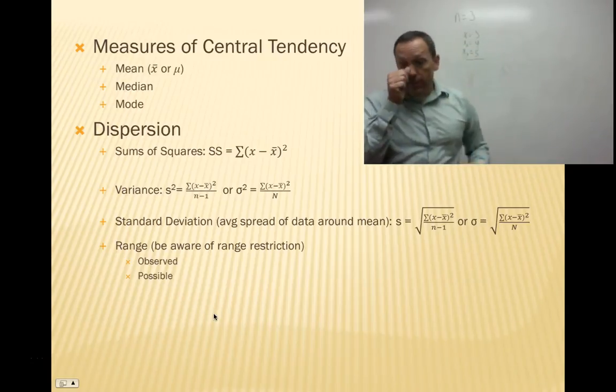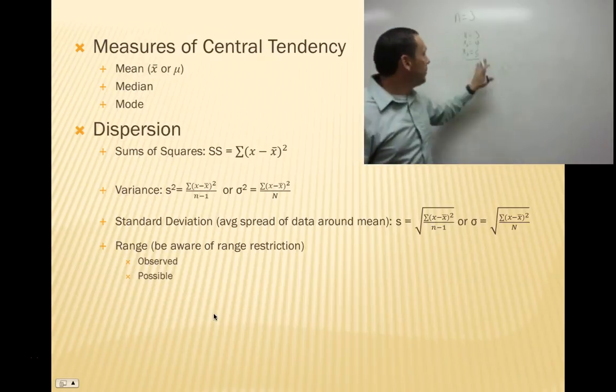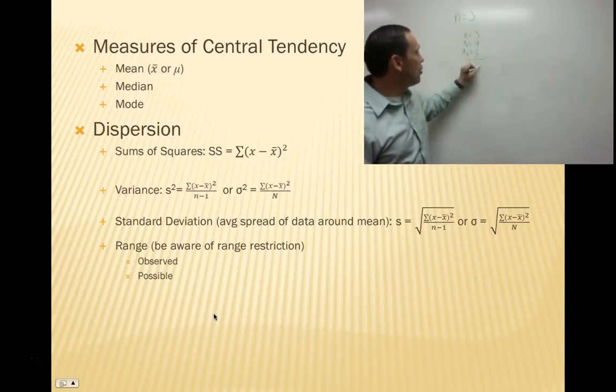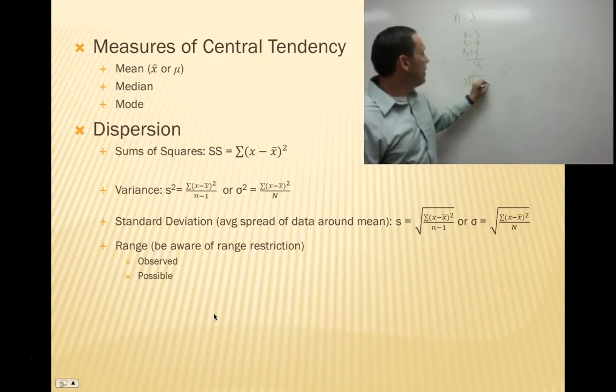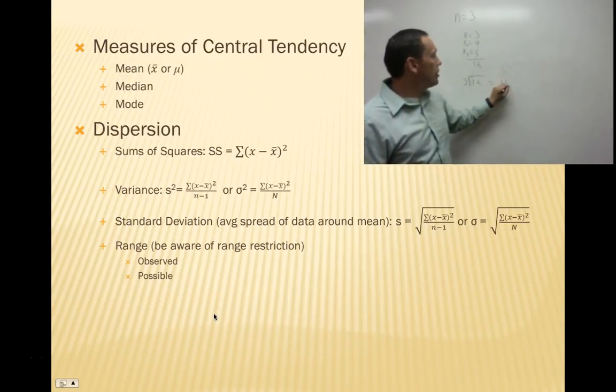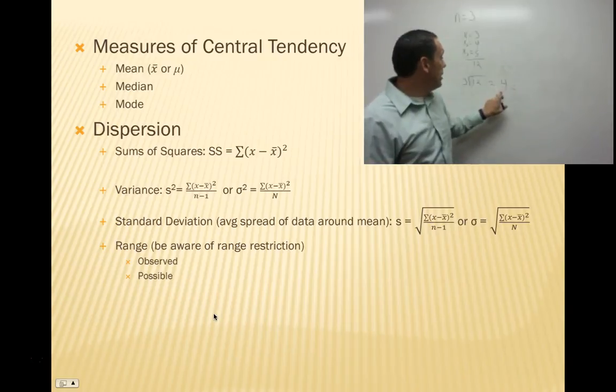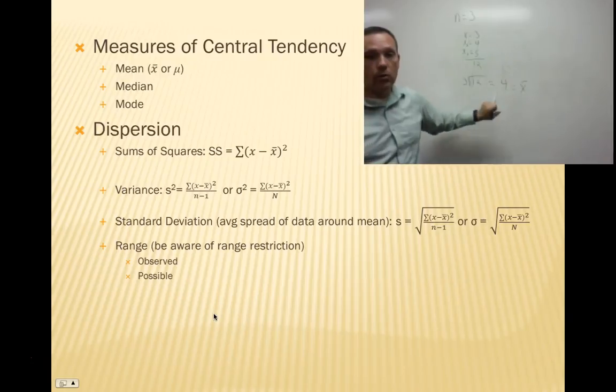First thing we need to do is calculate the mean. We would simply add this up, which is 12. So 12 divided by 3 equals 4, which equals our mean. So X bar equals 4.